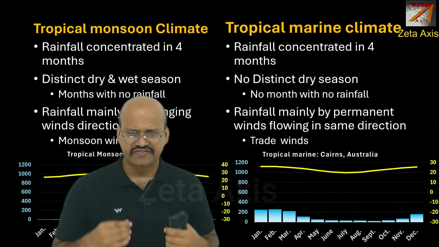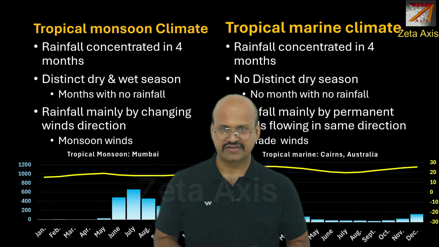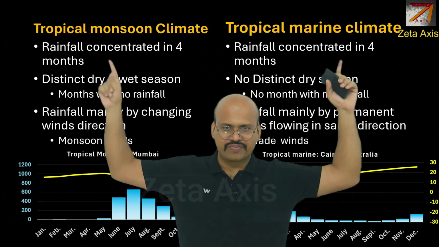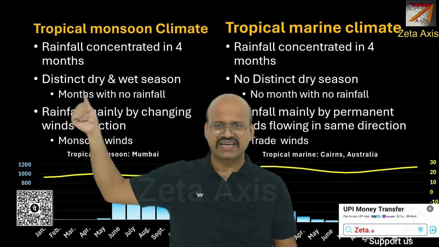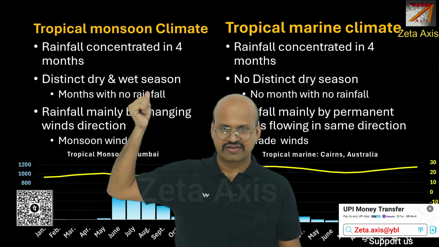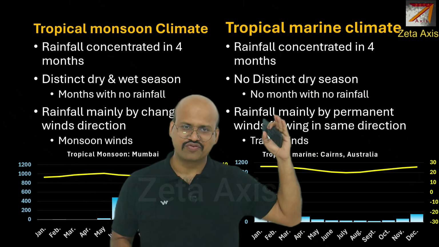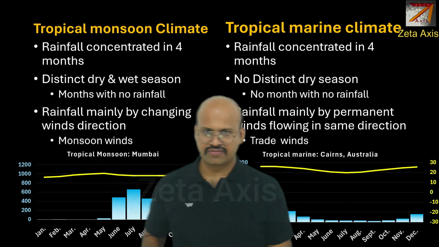So what is the difference between tropical monsoon climate and tropical marine climate? In both of them, we see that the rainfall is concentrated in 4 months. However, in the tropical monsoon climate, we have distinct dry and wet seasons. There are months where there is no rainfall. In the tropical marine climate, we have no distinct dry season and no month without rainfall.